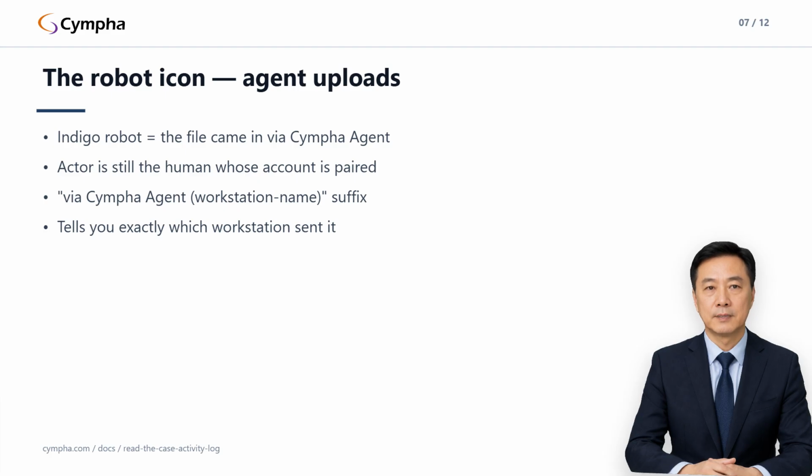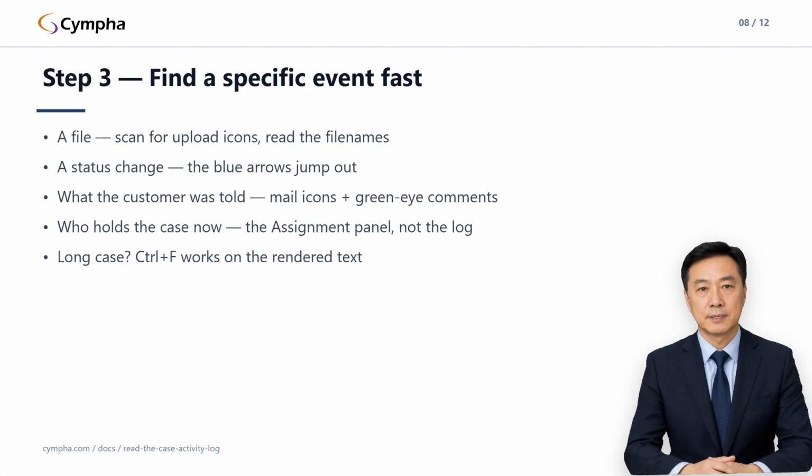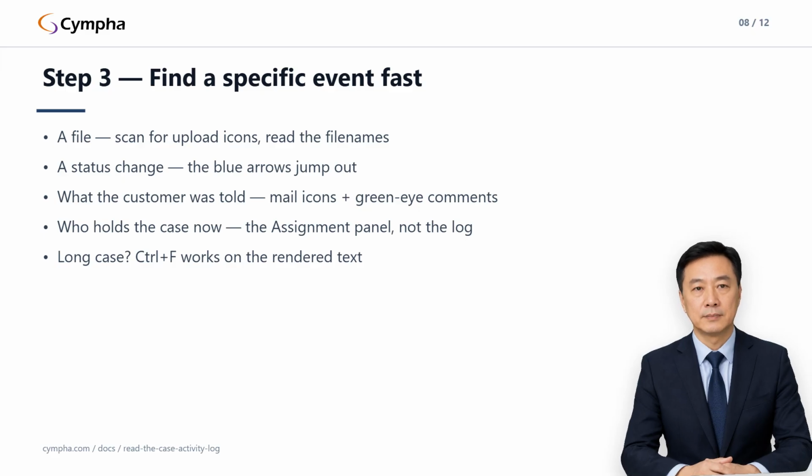Want to know what the customer was told? Sky blue mail icons are the formal emails, and chat bubbles with the green visible to customer badge are the internal comments the doctor can also see. One thing the log does not tell you directly is who currently holds the case. For that, look at the right column under assignment. It shows the current assignee and their role. And when a case gets long enough that scanning stops being practical, your browser's own find-in page, Control-F on Windows, Command-F on a Mac, works against the rendered text of the log, which is often the fastest route to a file name you already half remember.